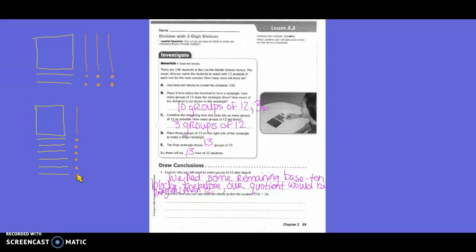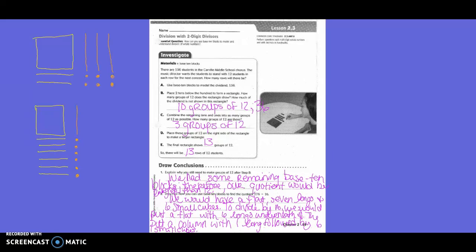Now, if I didn't have enough small cubes or enough bits to go there, then what would I have to do? Turn in a long and then get 10 small cubes, right? But did I have enough? Yes. So we would have a flat, 7 longs and 6 small cubes. To divide by 16, we would put a flat with 6 longs underneath it. Then put a column with 1 long followed by 6 small cubes.